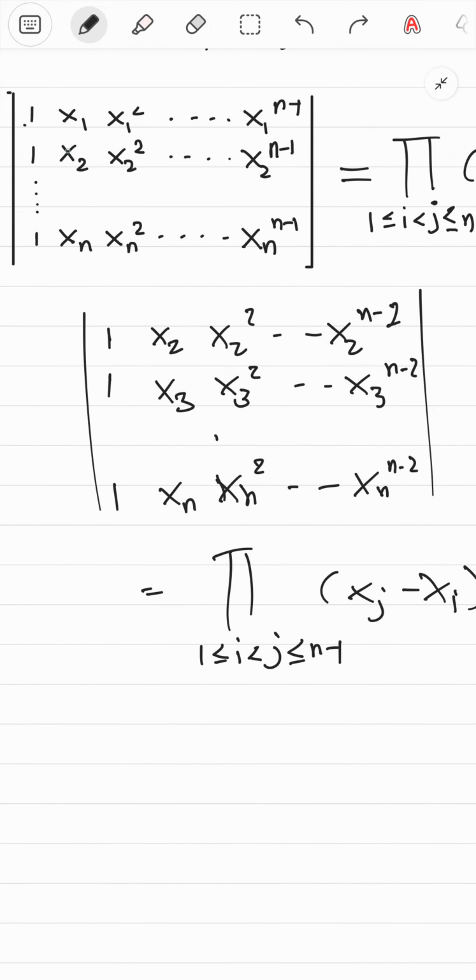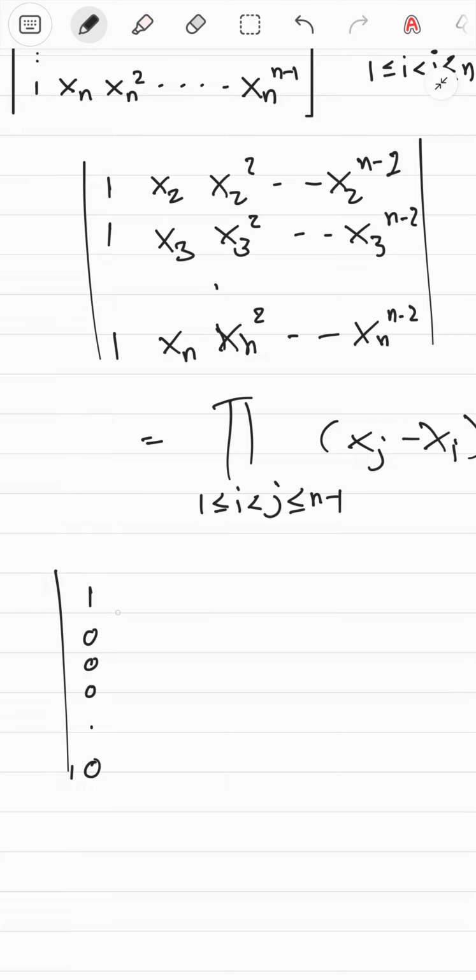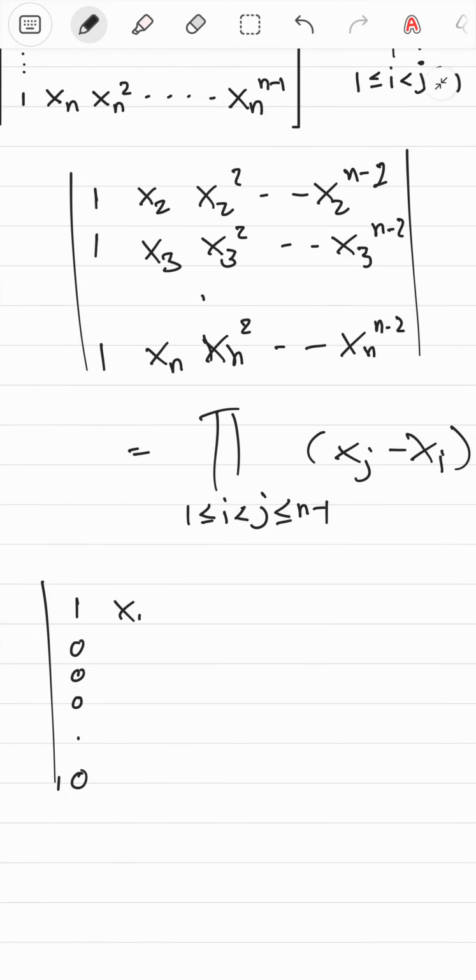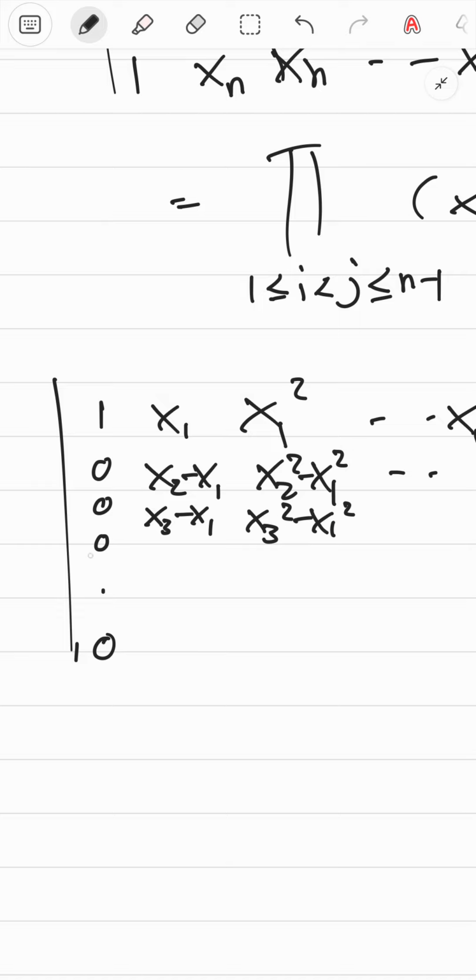So what we can do is we subtract the first row from every other row. So you'll get this thing, 1, 0, 0, 0, and so on, n minus 1 zeros, and there is a 1 over there. And then you will have x1 squared all the way to x1 power n minus 1. And first you'll get x2 minus x1, then x2 squared minus x1 squared, and so on, right? And then over here you'll get x3 minus x1, x3 squared minus x1 squared, and so on.